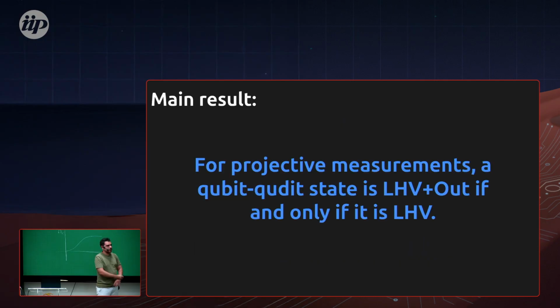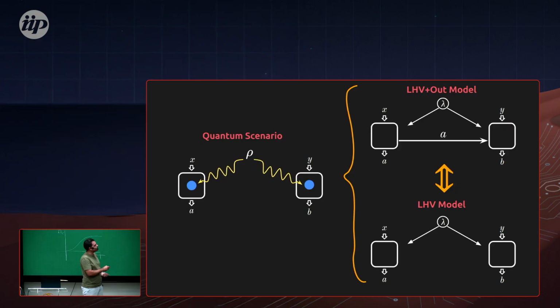And so I'm already ready to state our main result. Our main result says that, at least for projective measurements, a qubit on Alice's side and a qubit on Bob's side, a qubit state is LHV plus out if and only if it is LHV. So what I'm saying here is that if I start with a state rho and I want to explain all the correlations that I can get from this state, all the statistics, if I can explain it with an LHV plus out model, I'll be able to explain it with an LHV model as well. Even though in principle this model is more powerful, when you go to all scenarios that you can have with this fixed state, these two models are kind of equivalent somehow.